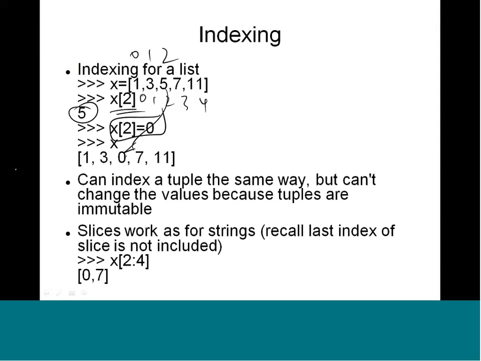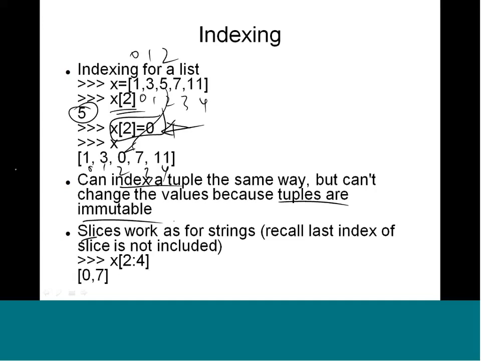So the difference between the list and the tuple that we saw is that the indexing of a tuple also works exactly the same way. I mean, it starts from 0, 1, 2, 3, 4. You cannot do this assignment operation because the tuple is an immutable data structure.